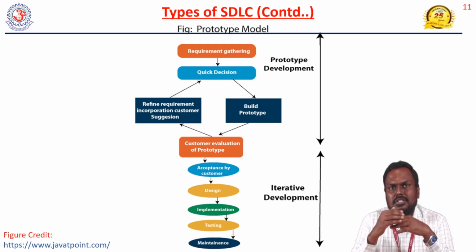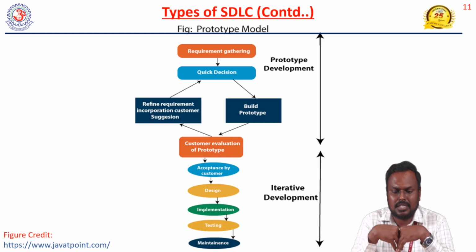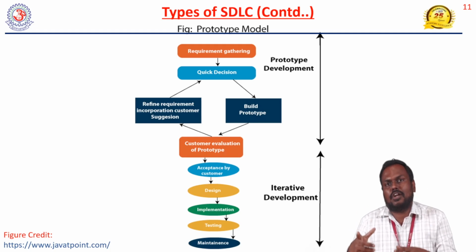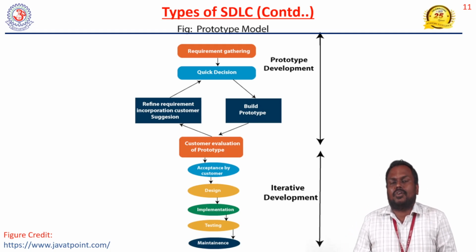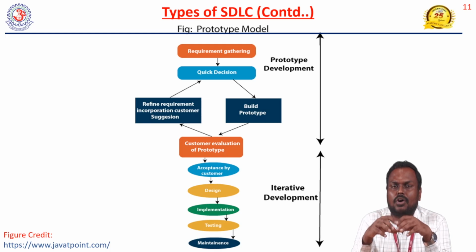When the customer evaluation of the prototype is done and the customer approves, then we'll go for the design part, implementation part, testing, and the maintenance. The implementation includes the coding part also. So we have two developments. One is the prototype development, followed by the actual development. This will create reliability of the customer on the development team. This will give the development team a clear idea what we are going to do, what you are going to produce.